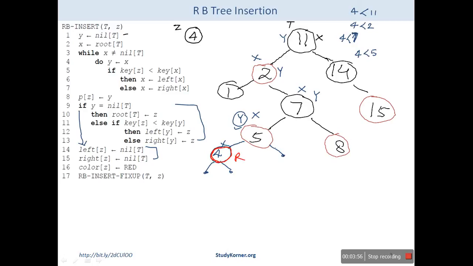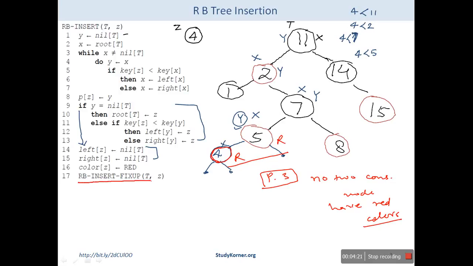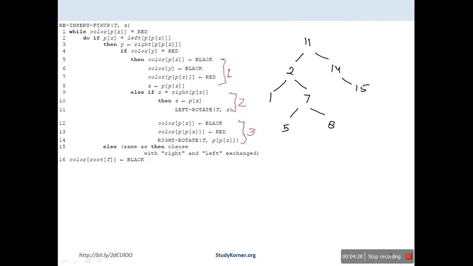So it is a red color, and its parent is also red. This will violate property number 3 of the red-black tree, that no two consecutive nodes have a red color. So this property is violated, and we need to run the red-black fix up procedure to solve this type of problem. So let's see what the fix up procedure is.